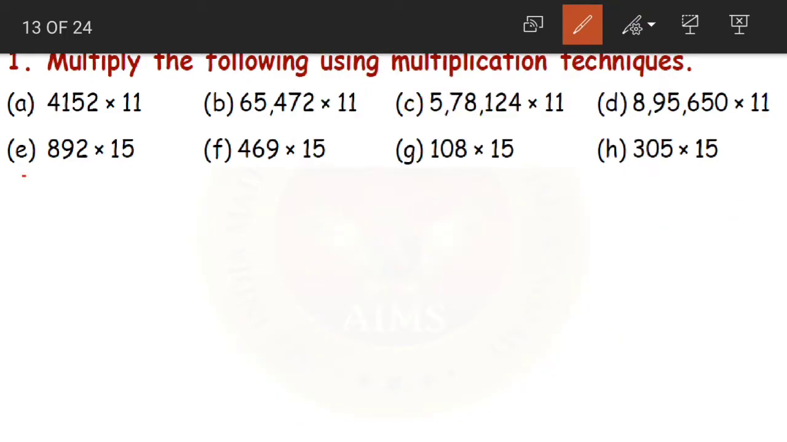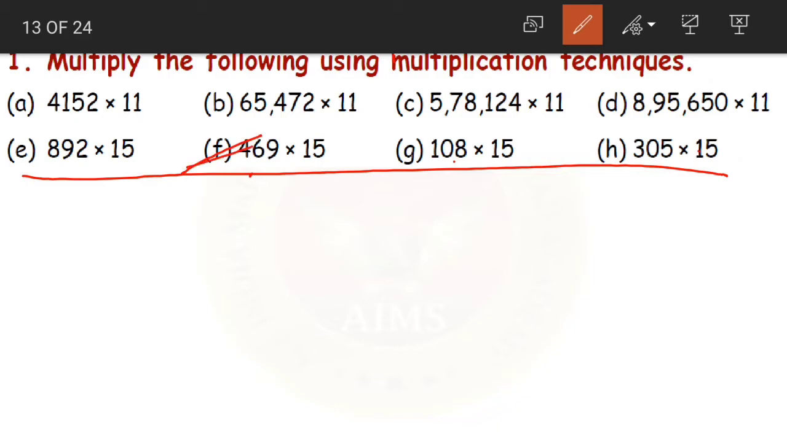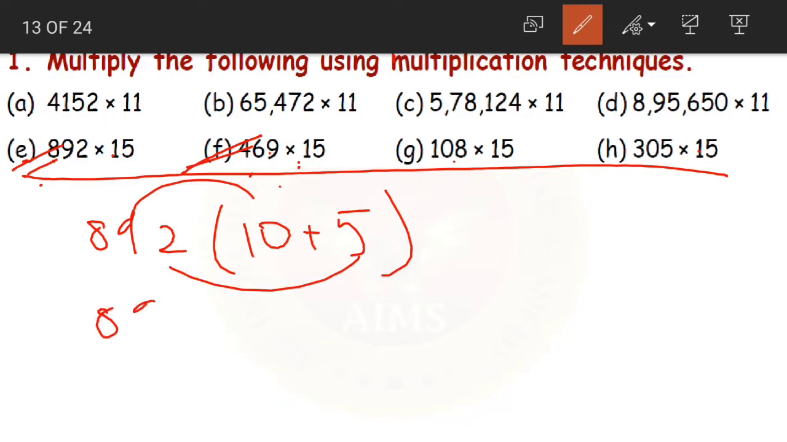Now when we come to the next line, all are multiplication. What we have done are already 3-digit numbers multiplied by 15. So I don't think there is a need for me to explain again, right, children? Even though we have already done it, I'll just take two multiplications again and write the steps. Now 892 into 15 becomes 10 plus 5. Now again distribute: 892 into 10 plus 892 into 5.